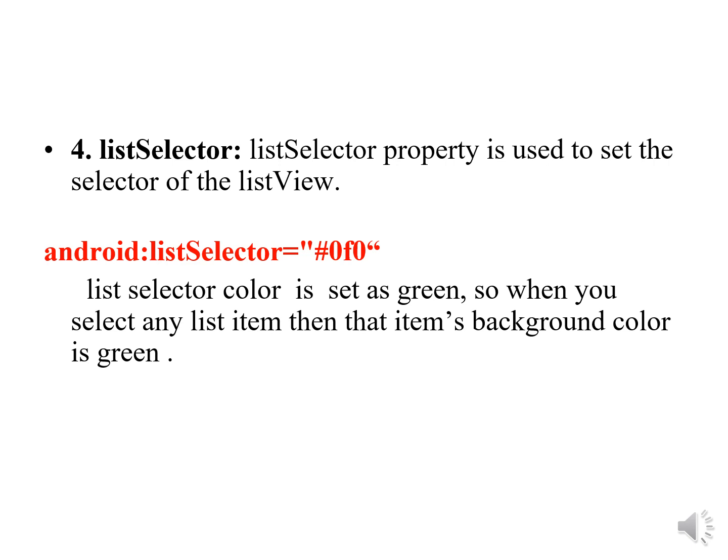List selector is a property that specifies a color for the selection. When you make a selection, in what color it should be displayed. If you are using #0F0, the selected item will be appearing in green color. The background color of the selected item will be in green color.